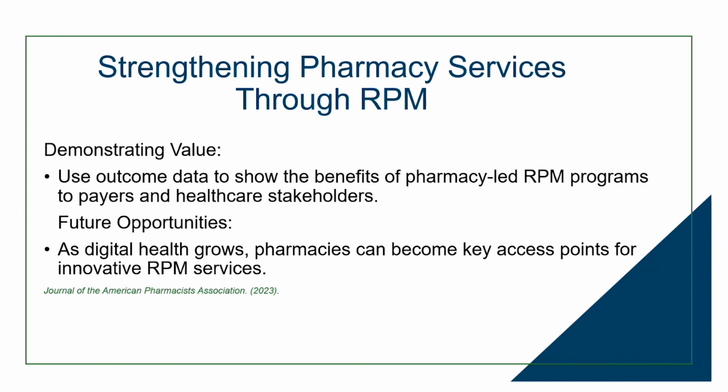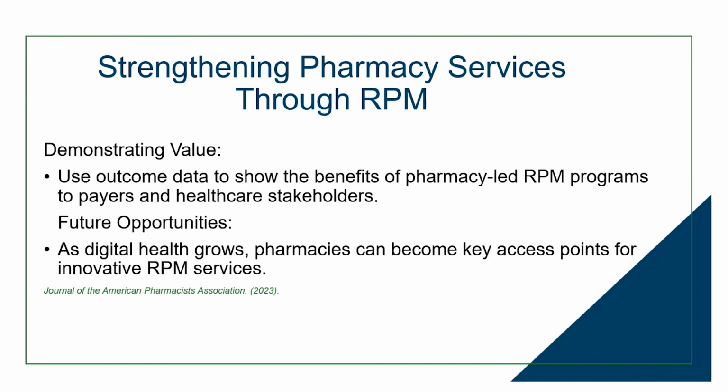There's also RPM in 340B. Federally qualified health centers and their contract pharmacies can bring RPM services even in a greater way to underserved populations. An example would be an FQHC partners with a community pharmacy to provide RPM-enabled glucose monitoring to low-income diabetic patients.